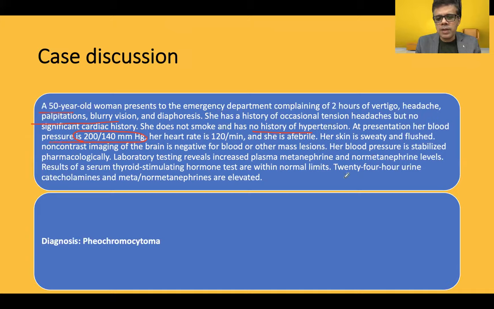And most importantly, 24-hour urine levels of catecholamines and their byproducts are also elevated. So all of these facts are in keeping with a diagnosis of pheochromocytoma, so the diagnosis of pheochromocytoma was conferred. That's how we should approach a case of pheochromocytoma: a classical case of paroxysms of hypertension and other features of catecholamine excess, and apart from that, increased urinary levels of catecholamines and their byproducts, which are the confirmatory test for the diagnosis of pheochromocytoma.